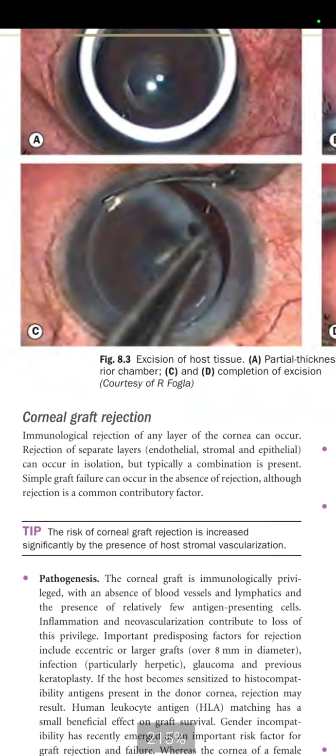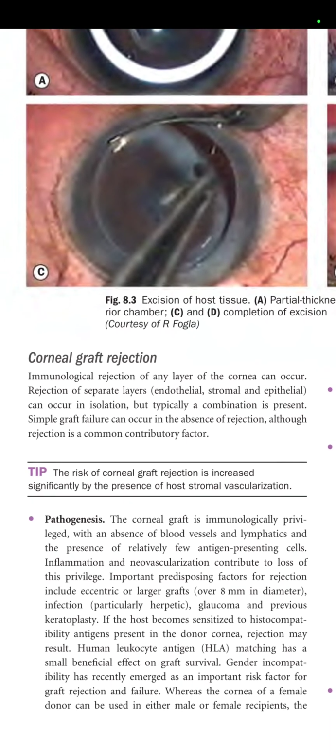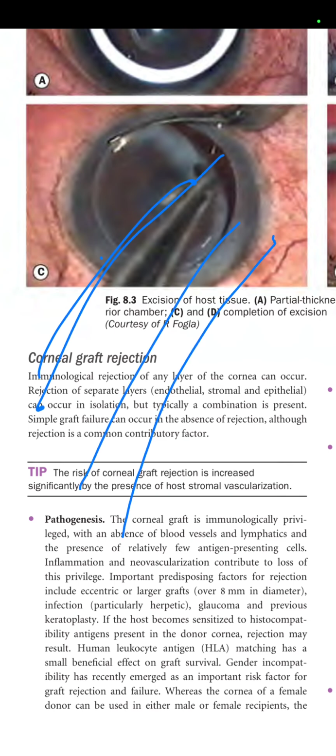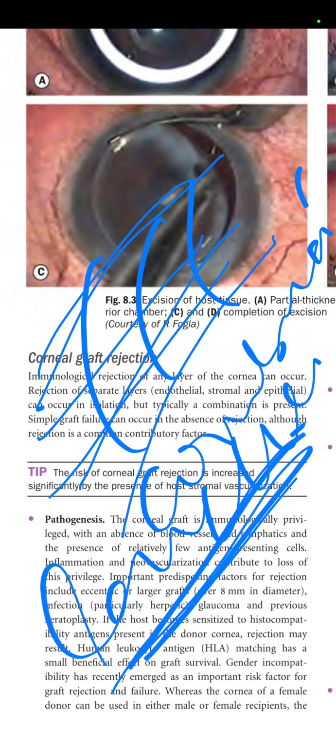Corneal graft rejection: immunological rejection of any layer of the cornea can occur. Rejection of separate layers, endothelial, stromal, and epithelial, can occur in isolation, but typically a combination is present. Simple graft failure can occur in the absence of rejection, although rejection is a common contributory factor. So different layers of the cornea can be rejected, but usually in penetrating keratoplasty a combination of everything is common. That is why lamellar keratoplasty has the advantage: when you transplant a single layer, you can prevent rejection of the other layers as well.